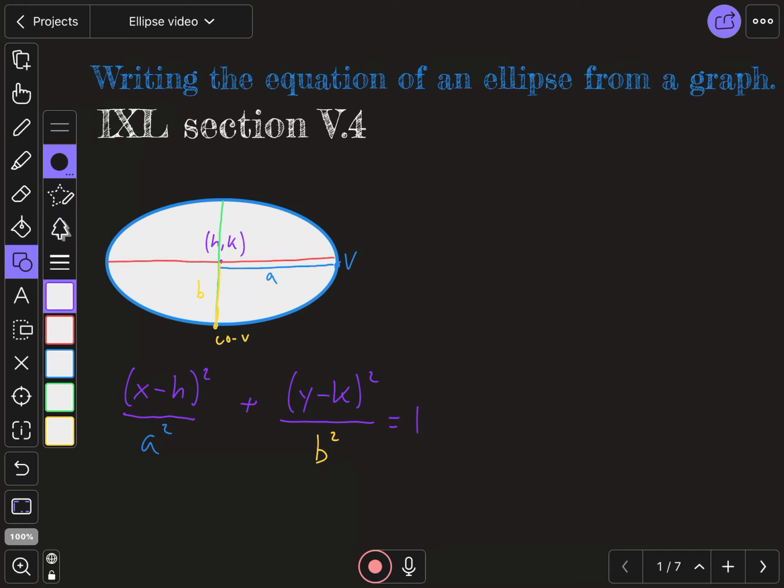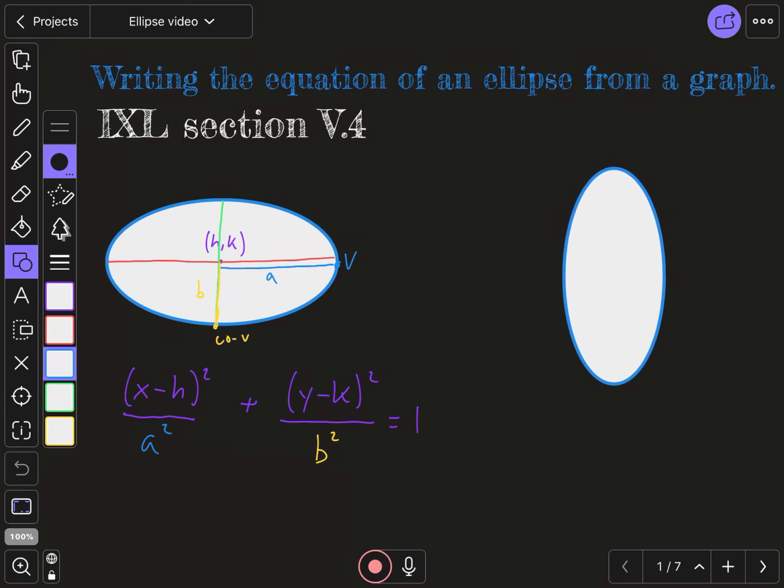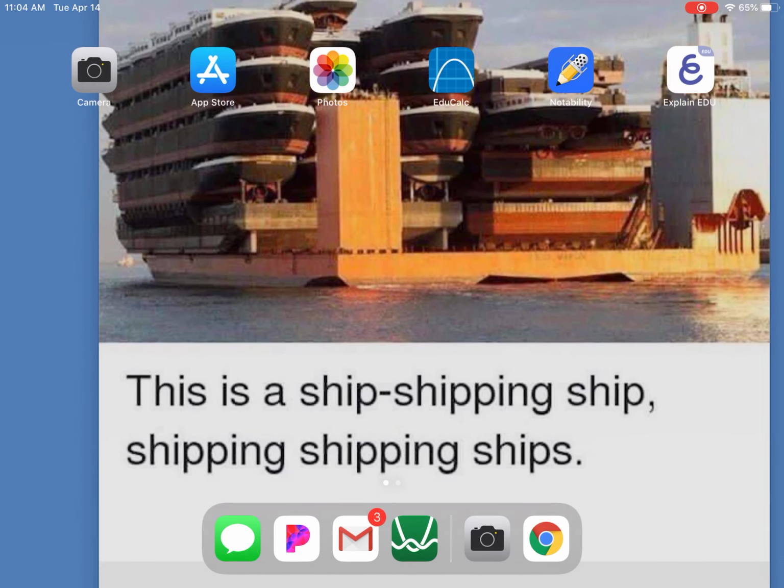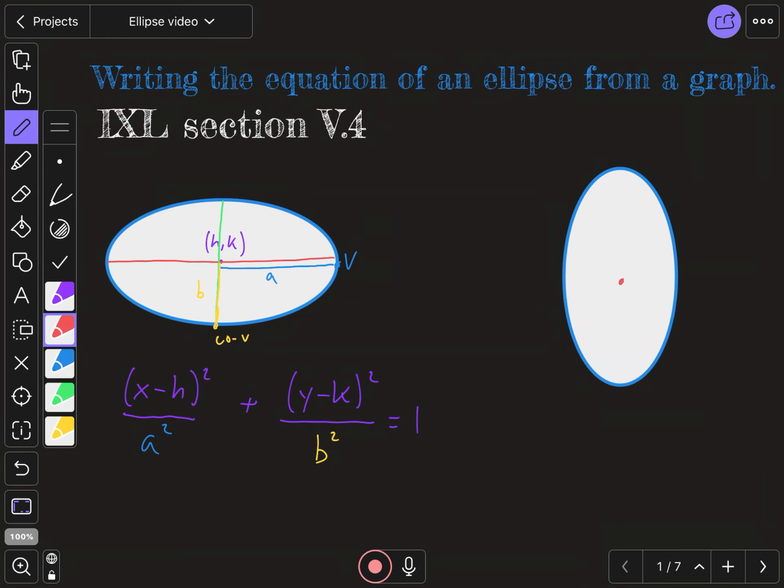So if the ellipse happens to be stretched the other direction, so our center's here. And then the x minus h doesn't change, since that's the x coordinate of the center. And the y minus k doesn't change, since that's the y coordinate of the center. And the equals 1 doesn't change. So the only thing that changes is what a and b are, since a is the distance from the center to the vertices, and the vertex is the one that's further away.